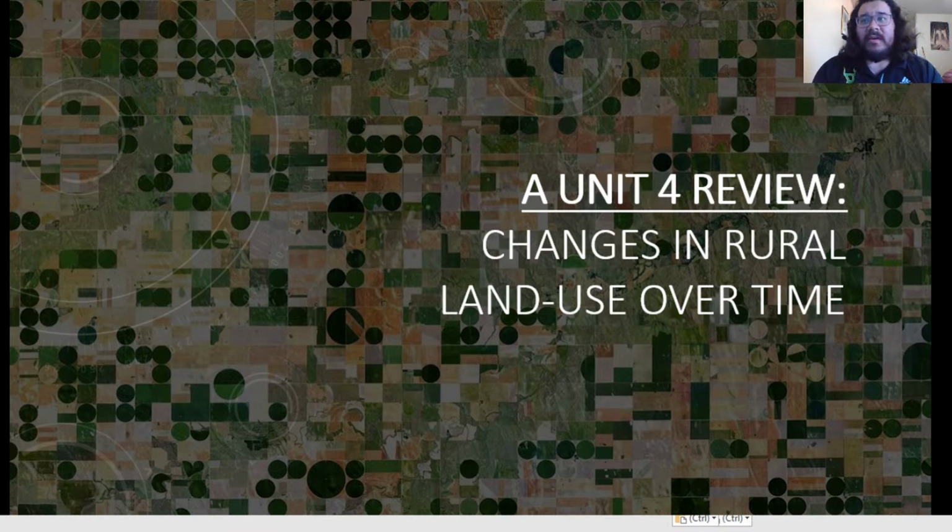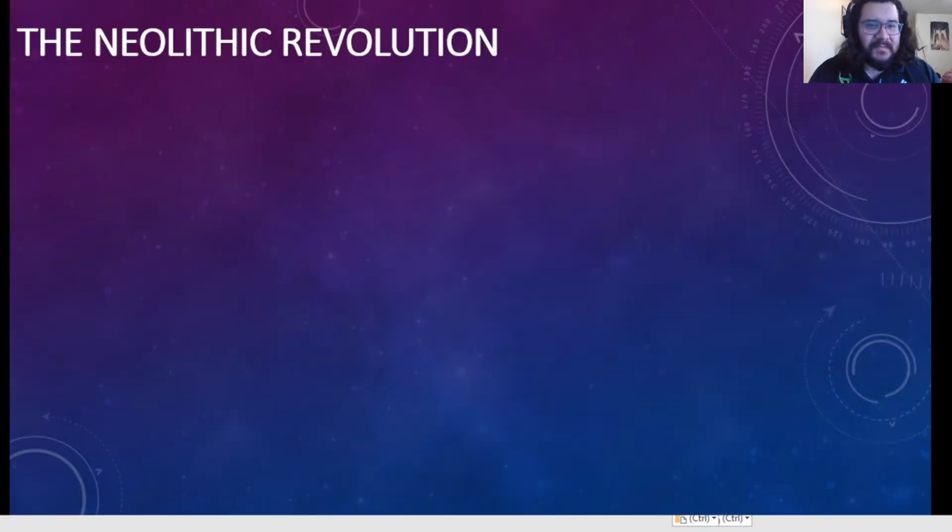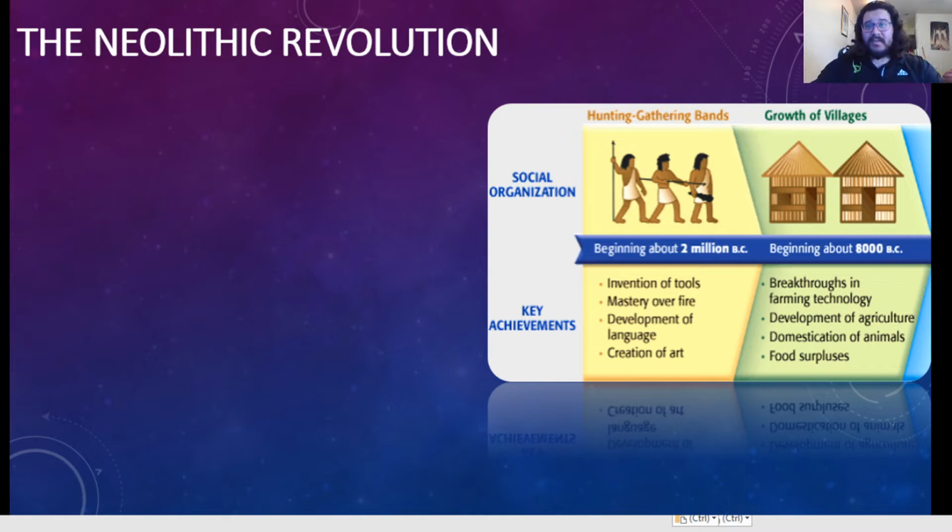We're going to talk a little bit about these patterns and these changes in land use from when agriculture first started to trends that we see today. Let's get started. Now, it all starts with the Neolithic Revolution, also known as the first agricultural revolution. This is that first step, this transition into settled agriculture, right?